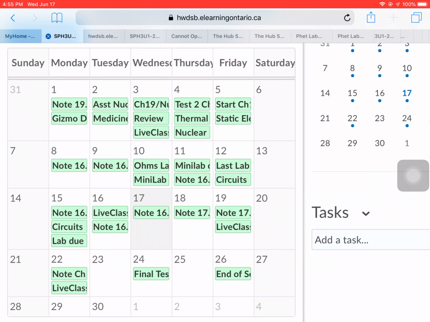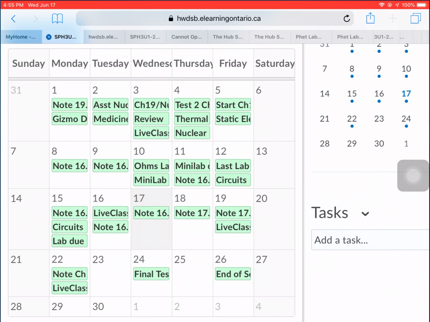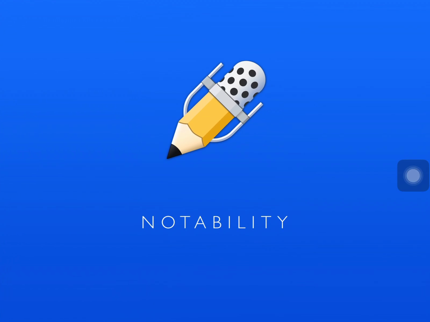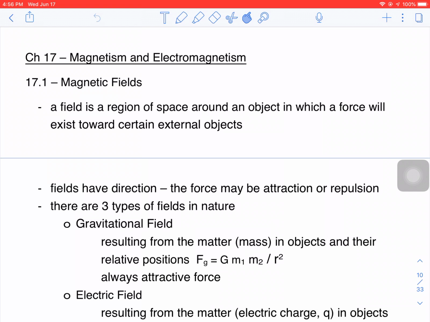All right, so let's get into chapter 17. We're going to start by looking at magnetism in general, and then we'll move into electromagnetism. So the first part of chapter 17 looks at magnetic fields.